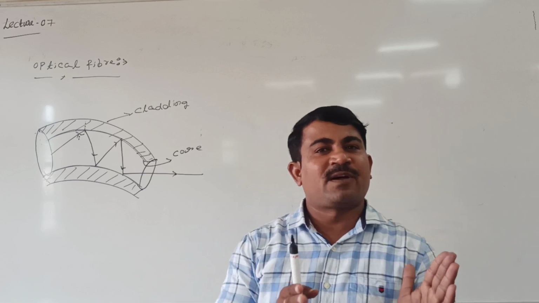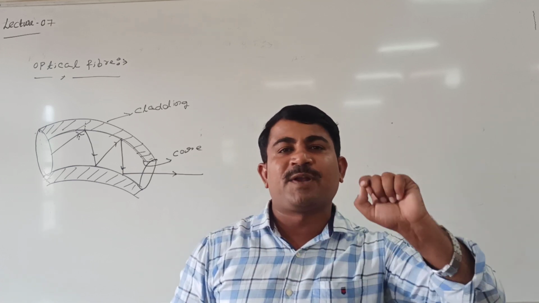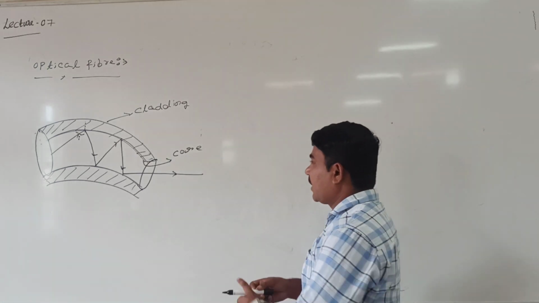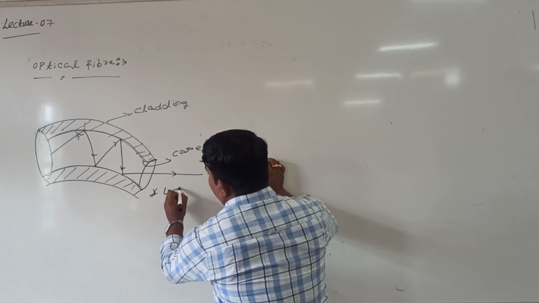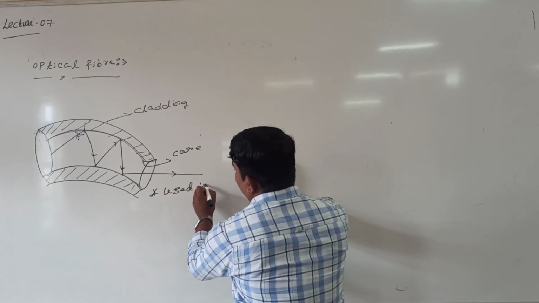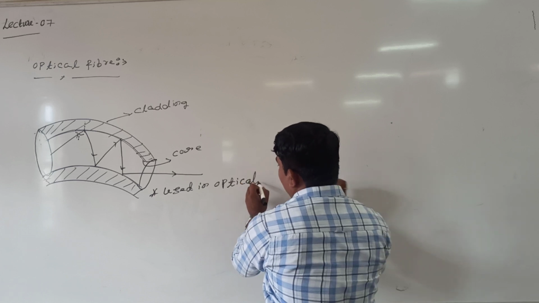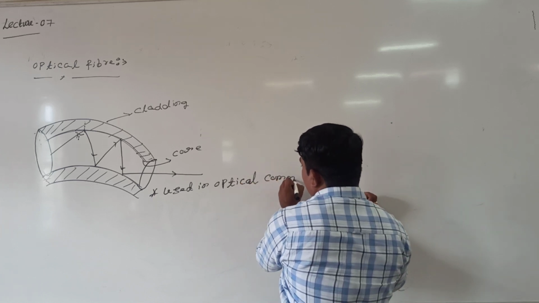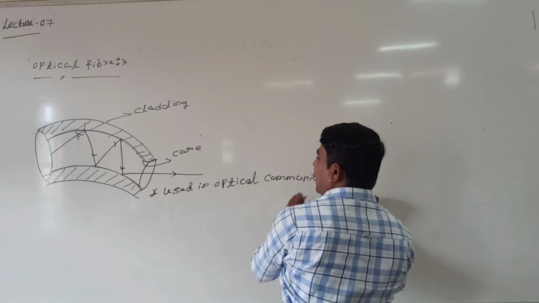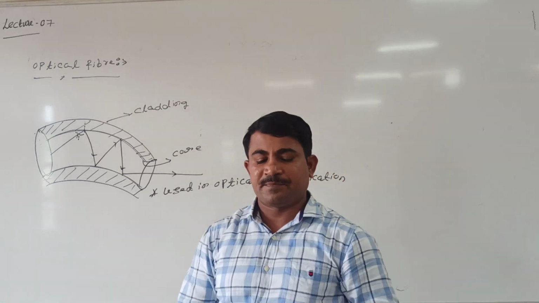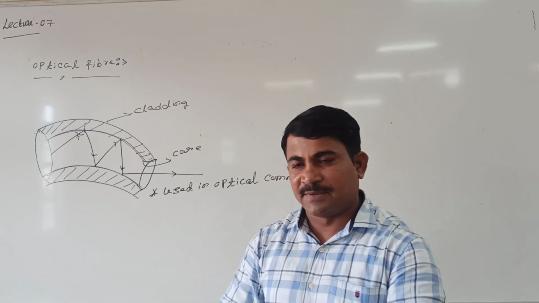Then what are the uses of this optical fiber? Optical fiber is mainly used in optical communication systems. One use of optical fiber: optical fibers are used to send audio and video signals.